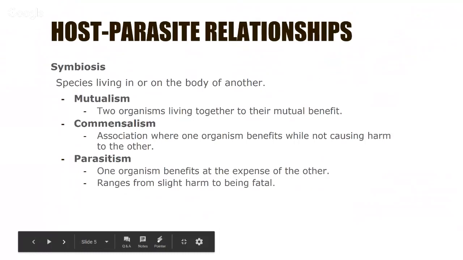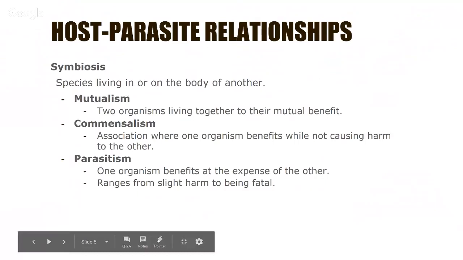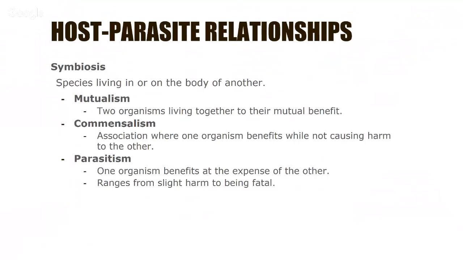So starting off with host-parasite relationships, between the parasite and host, you might have three different types of relationships based on how beneficial that relationship is for each one of them. Mutualism, as the term suggests, is when two organisms live together and they benefit from the interaction. Commensalism is one where you have one benefiting, but the other neither really has anything to gain or anything to lose. And then parasitism is when one benefits at the total expense of the other, much like first and second years.